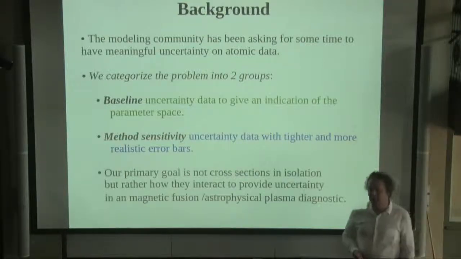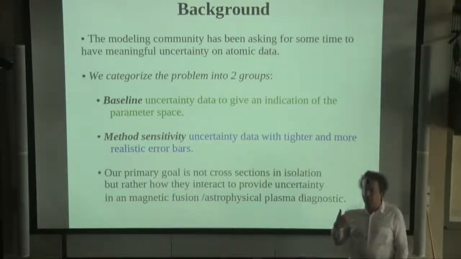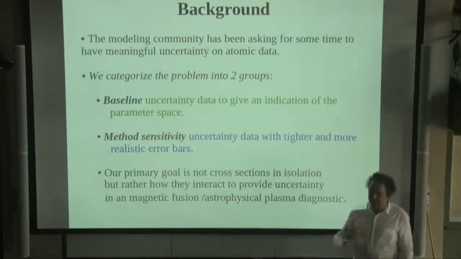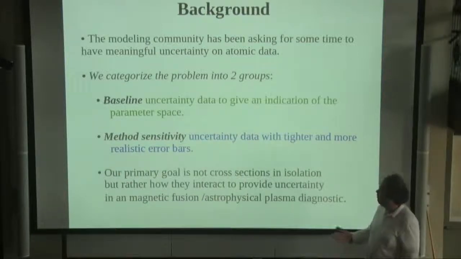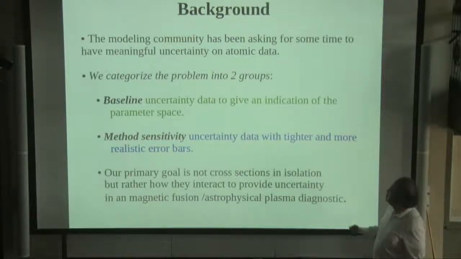Or another way to look at it is a calculation that you can do quickly. Maybe do a plane wave Born or a distorted wave calculation and vary that calculation by 20 or 30%. But that's just to give us an indication of the parameter space.